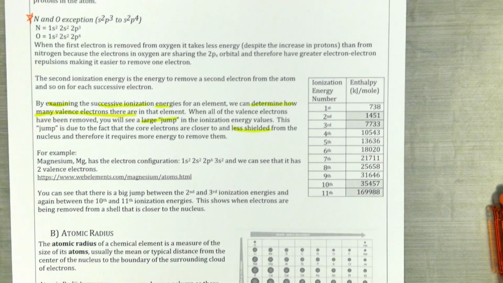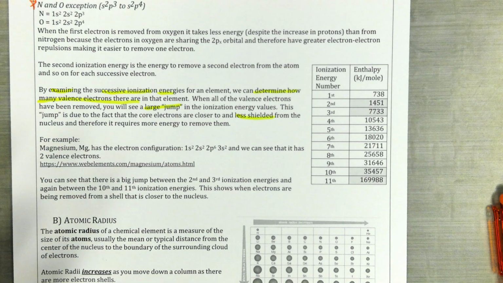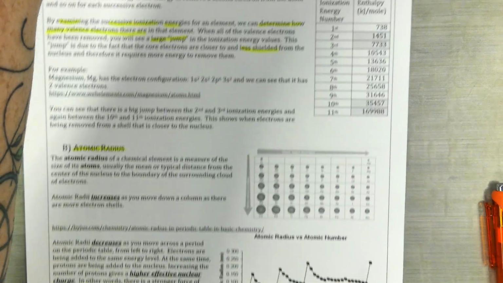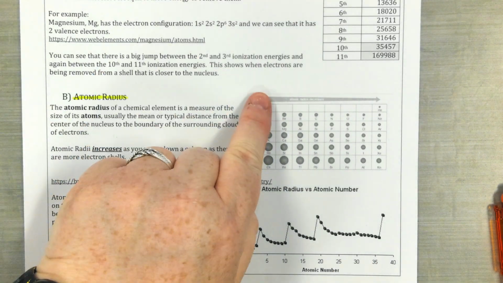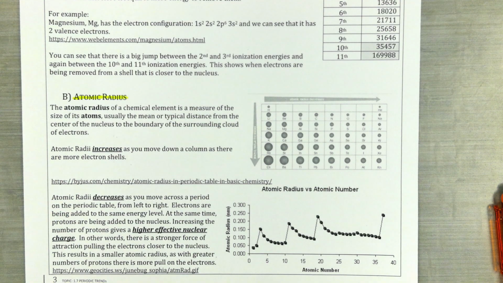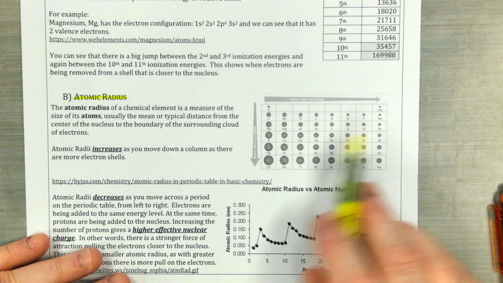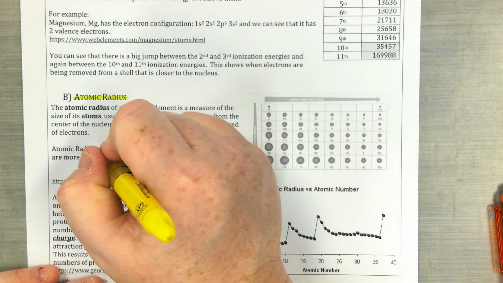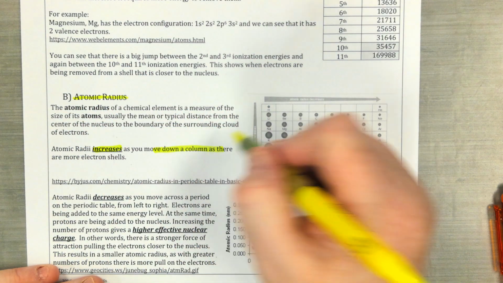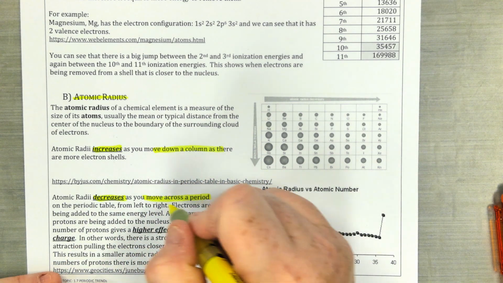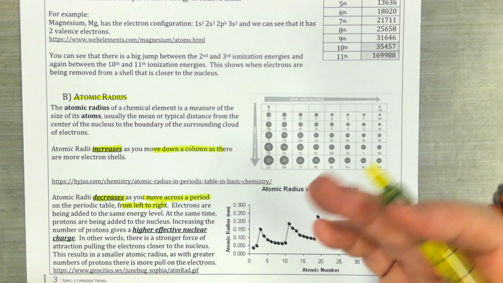All right, let's talk about atomic radius. In general, atomic radius is going to increase as you go down because you're adding a shell for each period. But look, it decreases as you go across. Well, it increases as you move down a column, and then it decreases as you move across from left to right. So why is that?